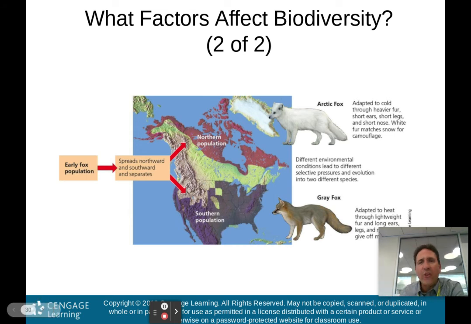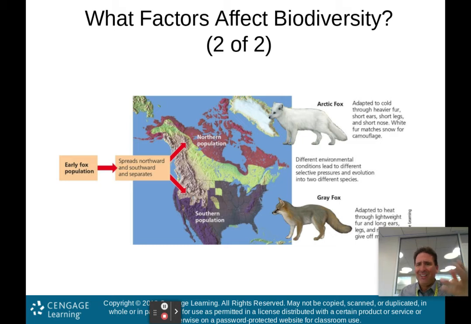So here's just another example of this, right? You have this early fox population that spread northward and southward and separated. So this wasn't plate tectonics, but this was some sort of migration. Then what happens up in the Arctic, right? It's always cold and snowy. So the Arctic fox, obviously the one that mutated to have a white coat, did better, right? Survived better because they were able to hide from predators because they blended in with the snow. Well, down in the southern states, you don't want a white coat, right?